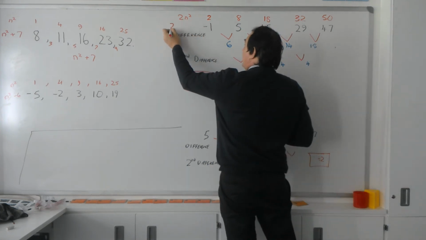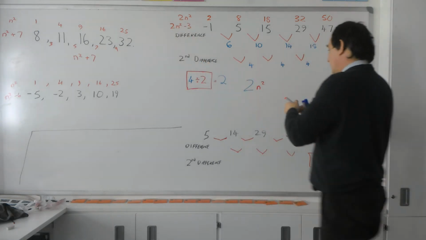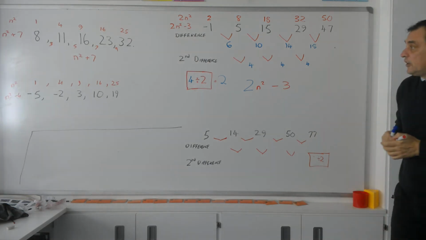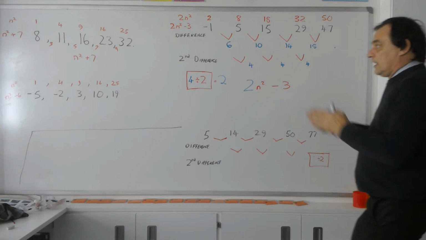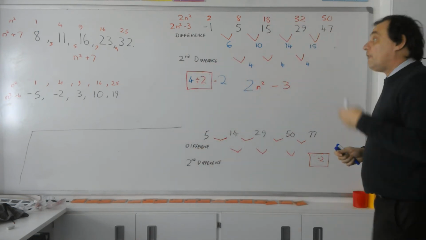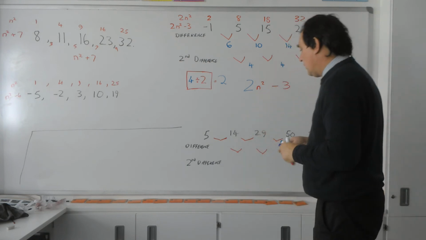So my sequence is going to be 2n squared, take away 3. So 2n squared, take away 3. And that's how we can crack one like that. So we've got the easy approach there, and then we've got the slightly more difficult one. Feel free to stop the video, rewind and look at little bits that you don't get.